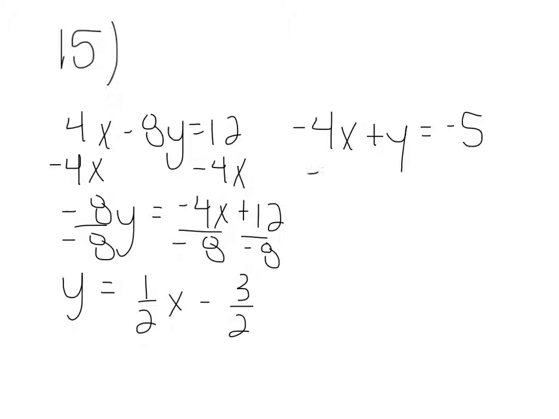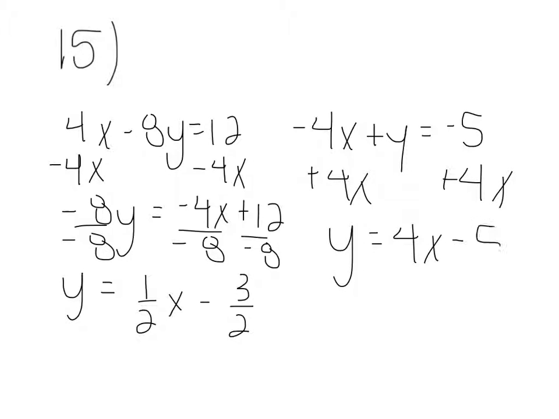On the next one, I just need to add 4x, and y is equal to 4x minus 5. So comparing our two equations, they do not have the same slope, and they don't have opposite reciprocal slopes. So the knowledge that I have now is that these equations will intersect, but they're not perpendicular since their slopes, again, are not opposite reciprocal. So the answer that says that is going to be A.